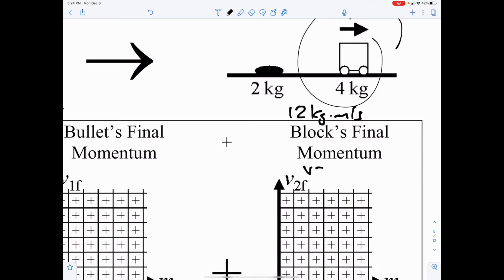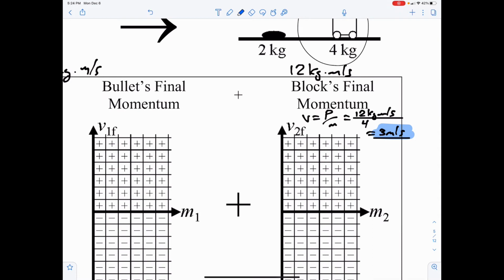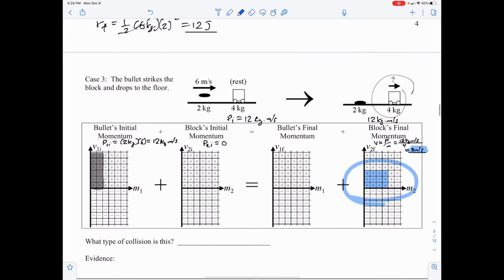The final speed is going to be the momentum divided by the mass. So the momentum has to be 12. The mass is 4 kilograms. That's going to give you 3 meters per second. Okay, so 3 meters per second times 4 kilograms gives you 12. And you can see there's your 12, there's your 12. Momentum is conserved.